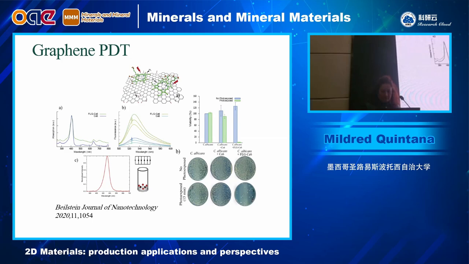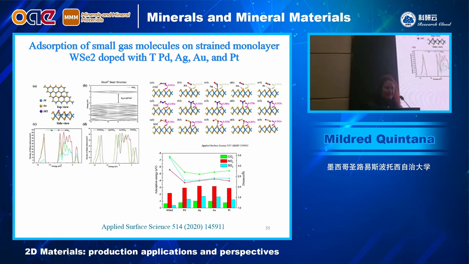And this was a collaboration with Jamin, who did the PhD in Mexico, in a collaboration with China. He studied what happened to tungsten selenide when we put some metallic atoms like palladium, silver, gold, and platinum. Because as I told you, if we have the surface without any defect, they don't interact with anything. And Jamin computed what happened with the electronic states of these materials when you introduce these metallic atoms.